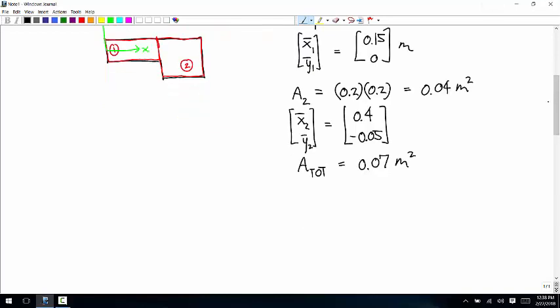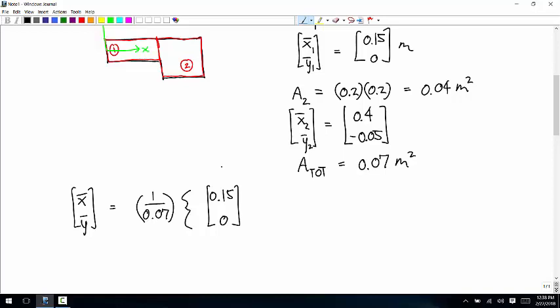And then the total centroid is 1 over 0.07 times the centroid of rectangle 1 times its area plus the centroid of rectangle 2 times its area. Could someone calculate that? Or does anyone have it?